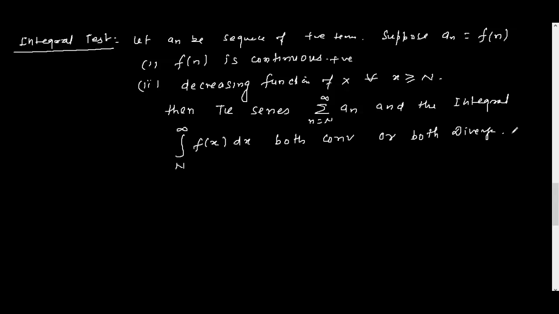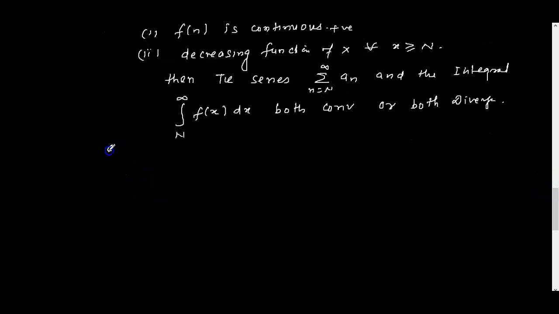So if this value is coming to infinity, then it diverges, meaning if we're finding the integration and we get infinity, then it diverges. If we get some constant value, then it converges. This is the integration method. We can apply this integral test only when we know that the function is continuous and decreasing.